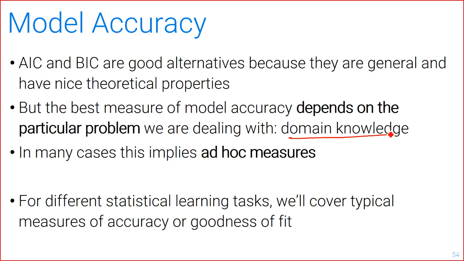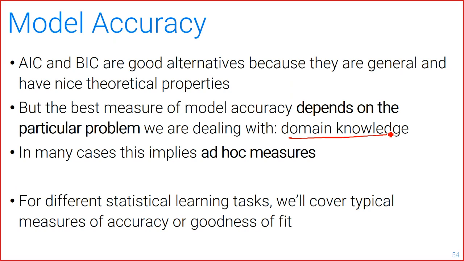So for example, imagine that you're working on a classification problem. You want to classify images. You work at Google, you want to classify images, and you want to classify cats versus dogs versus whatever animal. Maybe the only thing that you care about is whether you classify correctly a cat, and that's it. And you don't care about what kind of mistakes you make. You only care about whether you are able to classify cats.